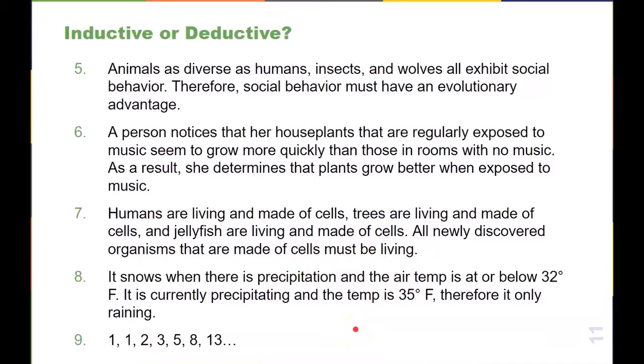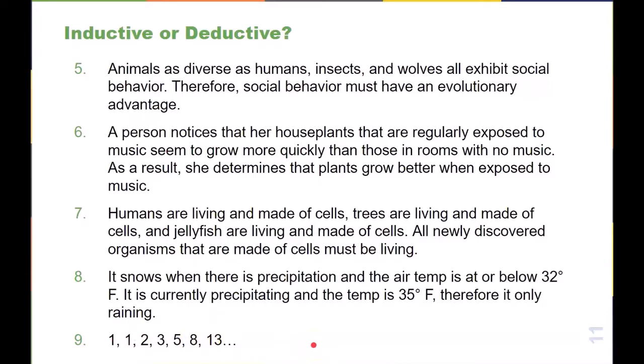And the next one here: it snows when there is precipitation and the air temp is at or below 32. It is currently precipitating and the temp is 35. Therefore, it is only raining, so that's deductive. And number 9 is inductive. So good job if you got those right.